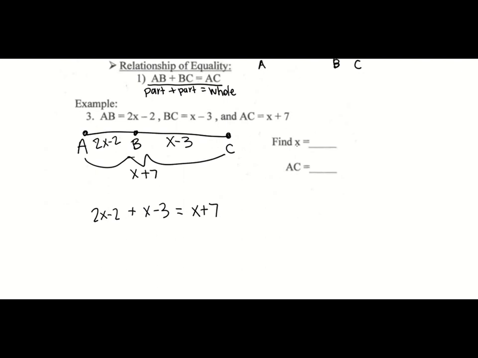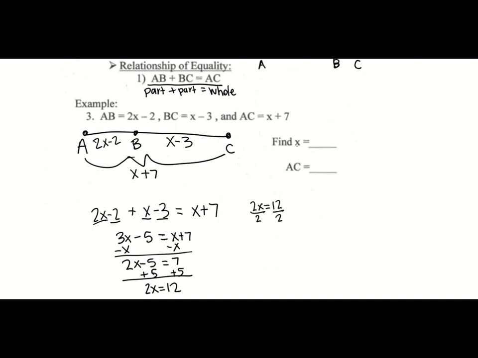Then we can combine like terms. So we have 2x plus x gives us 3x. Negative 2 minus 3 is negative 5. Bring my x's to the left. And my numbers to the right. I'm going to bring that up here so we have room. Got 2 times x, so I need to divide by 2. And I get x equals 6.